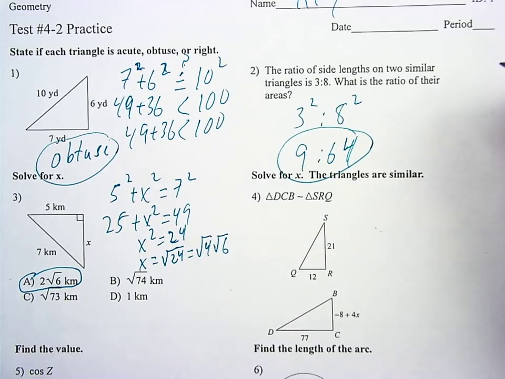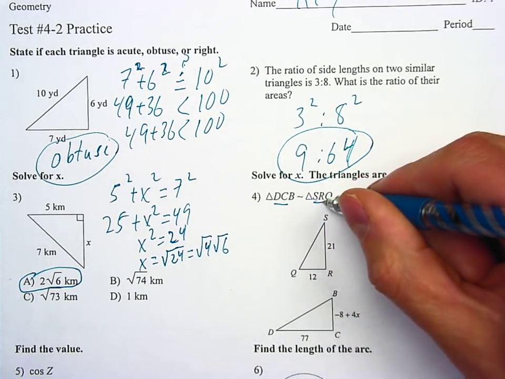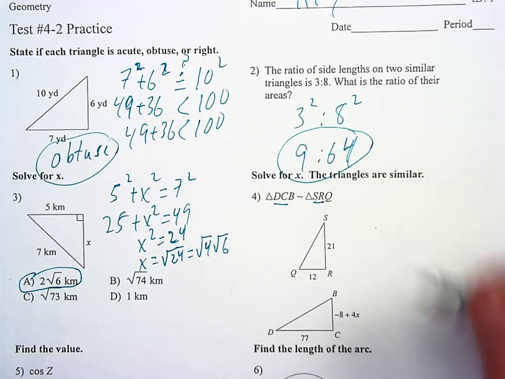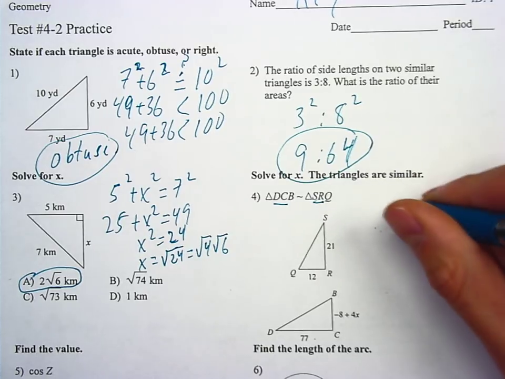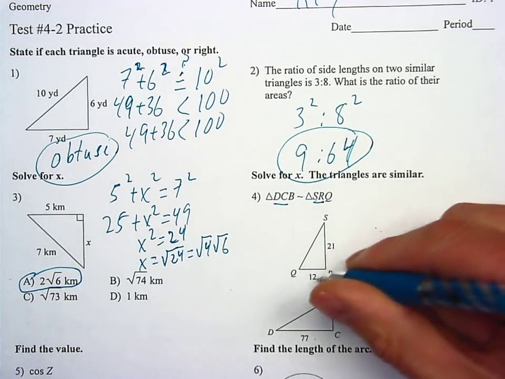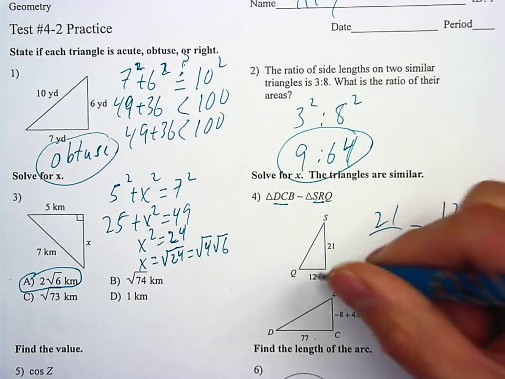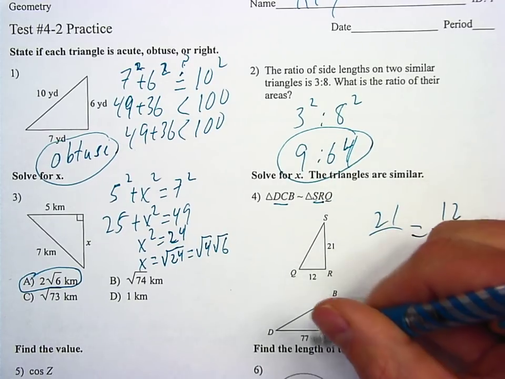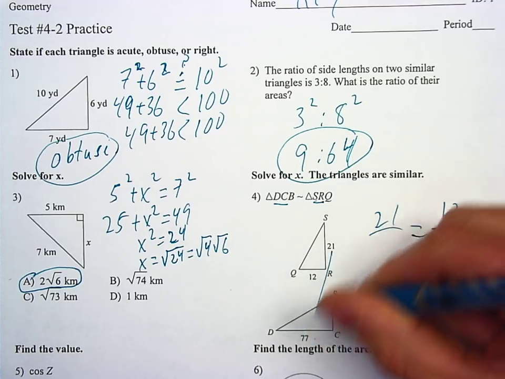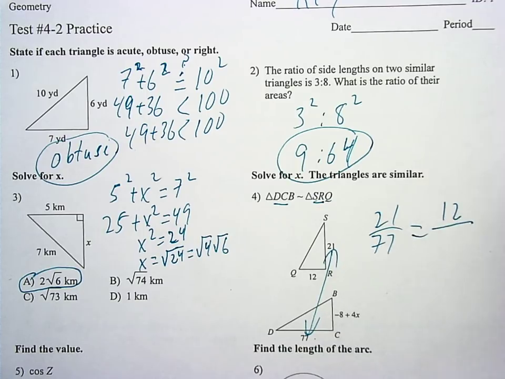Question 4. The triangles are similar. So here, DC goes with SR. So I'm looking at DC 77 with 21. And again, I'm going to put one triangle on the top. Let's say I put this one on the top of the ratios, 21 and 12. So DC goes with SR. So in other words, underneath the 21 should be the 77. These two go together. Or you could say the longer lengths go together. You can say it either way.